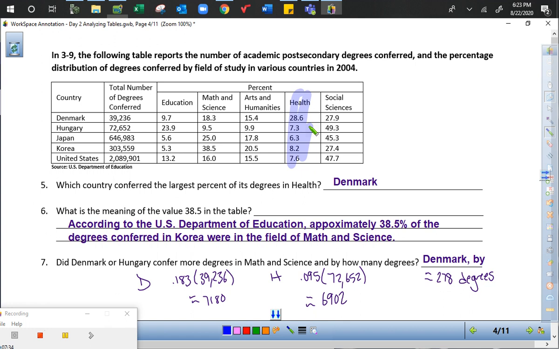On number 6, we're asked to write a sentence. Remember, we want to include the source and the year, but also tell about that number that's given specifically in regards to the table in context. So look at your row heading, look at your column heading, and think about, is this number exact, approximate, do I need to add on zeros, what's going on? So let's talk about the number 38.5. So we already know it's a percent, so we've got a label there. But we have to think about, is this an exact number or is this an approximate number?